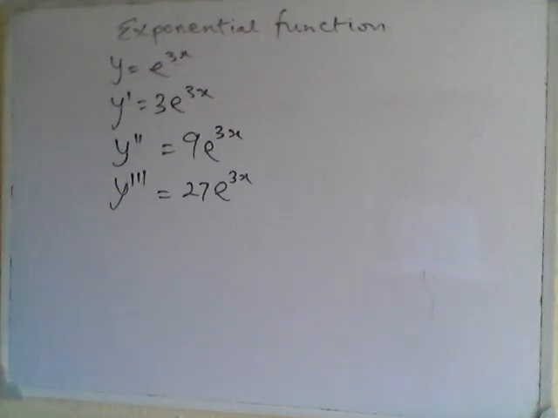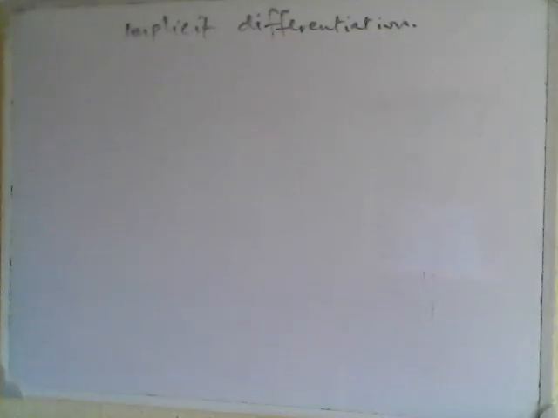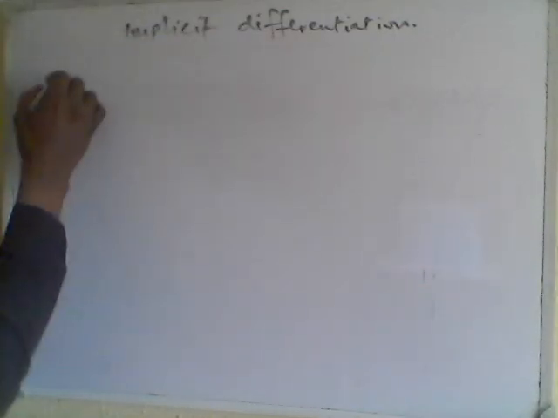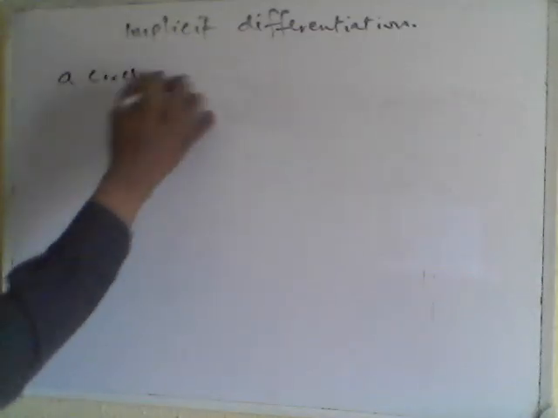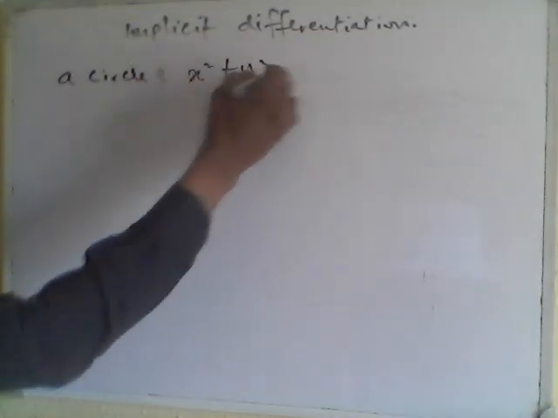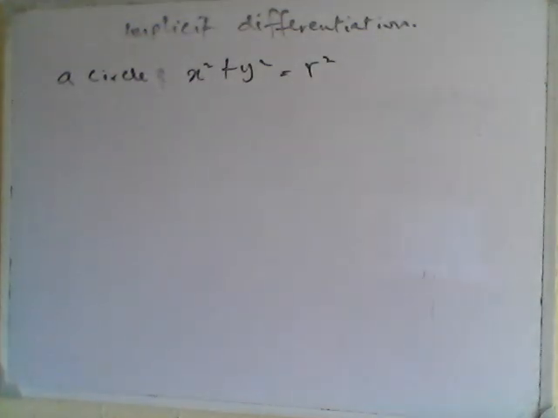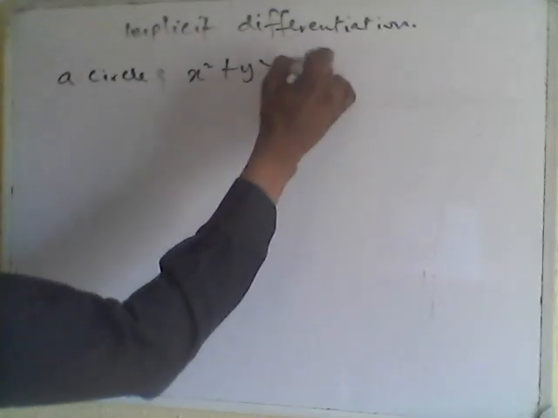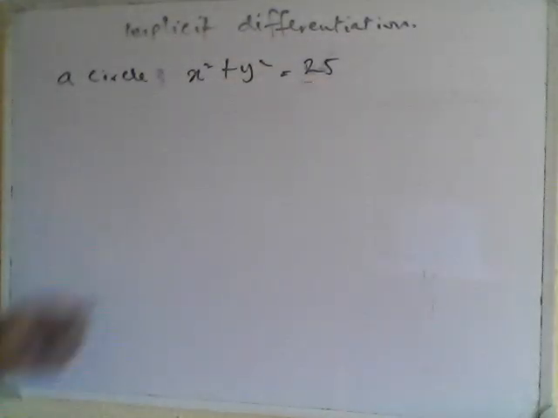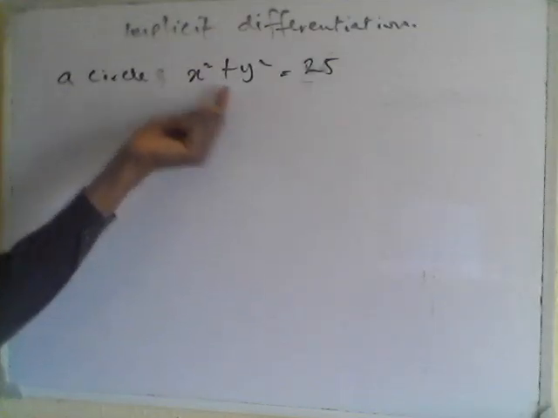All right, so let's go into implicit differentiation. Some equations define y in terms of x without explicitly solving for y. For example, the function of a circle is x squared plus y squared equals r squared, where r is the radius, or let me just put a value there, 25. So this is a circle. This is an implicit function. Why? Because y is inside the expression.